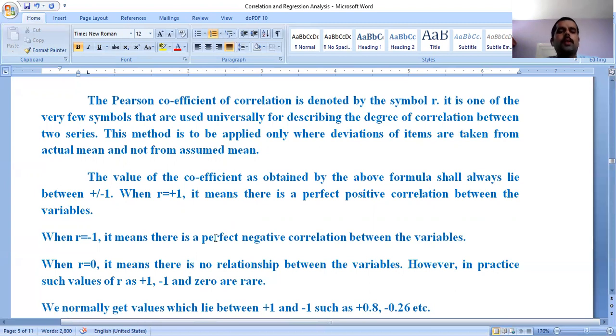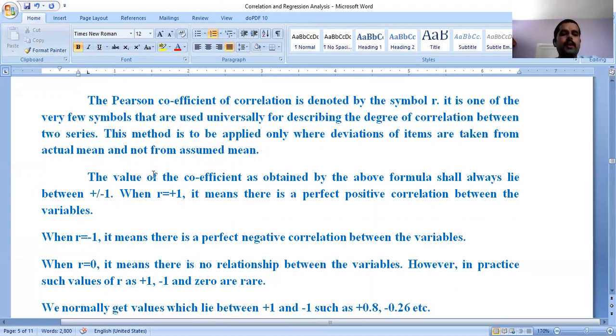What are the conclusions? Then we will see now. The value of the coefficient obtained by the above formula shall lie between plus 1 and minus 1. When r is equal to plus 1, it means there is a perfect positive correlation between the variables. After the calculation process is completed, suppose you got a positive value, it means there is a positive correlation between the variables, that is, x and y variables, or here husband's age and wife's age. Between these two variables we have a perfect positive correlation.